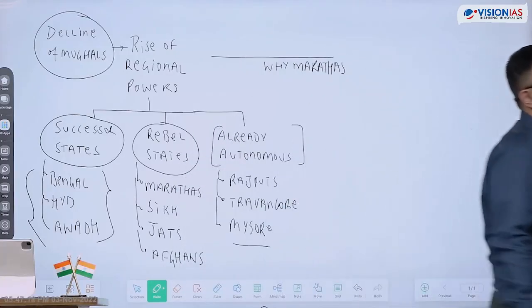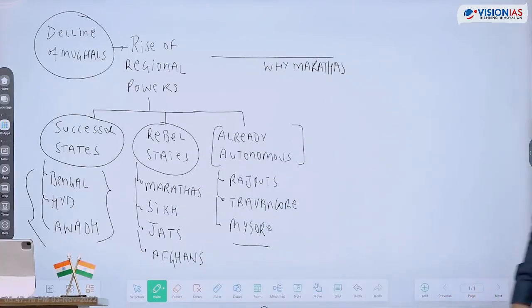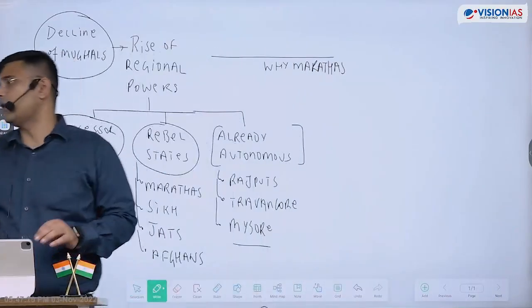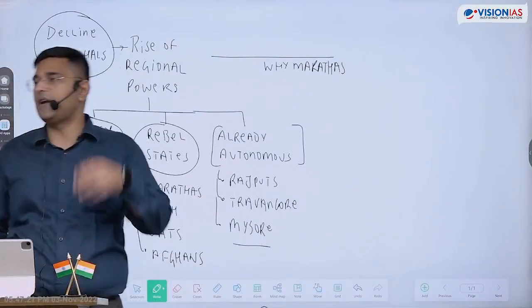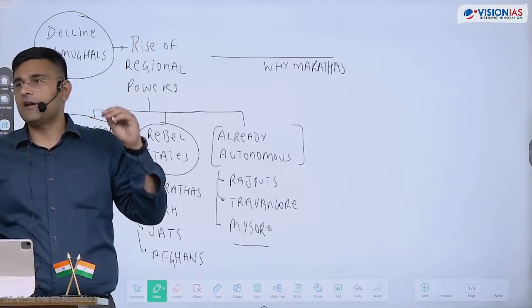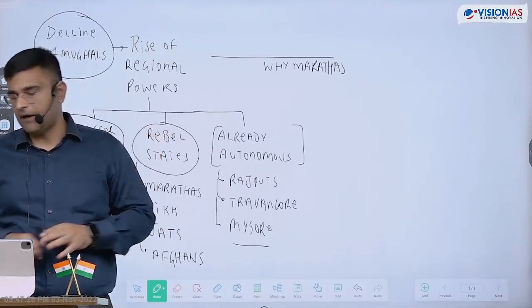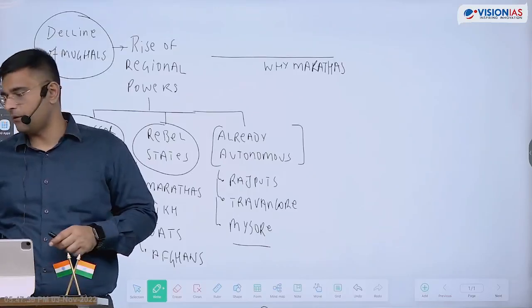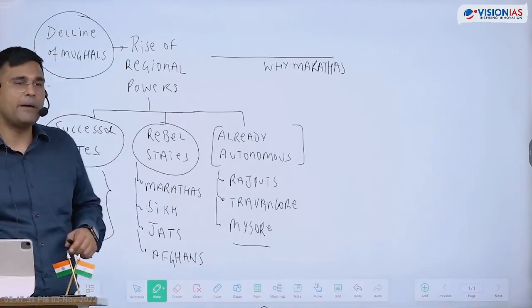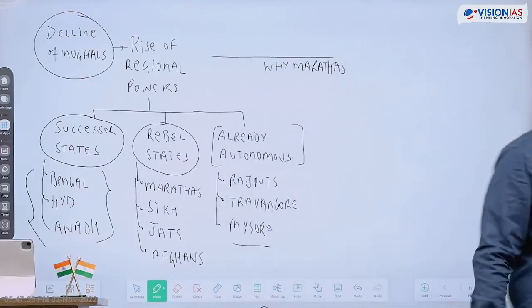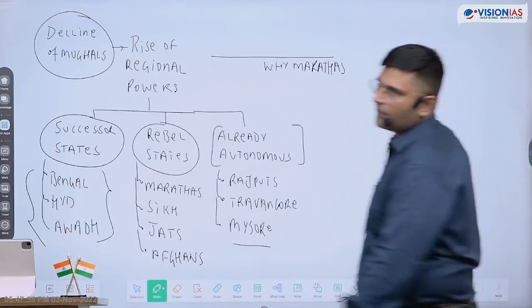In fact, it is totally false to say that the Britishers ended the Mughal rule. The Britishers ended the Maratha rule. They did not end the Mughal rule. Mughal rule ended in 1739, 1740 itself. By 1752, the Mughals were dependent on the Marathas for their security. They came under Maratha protection in 1752.